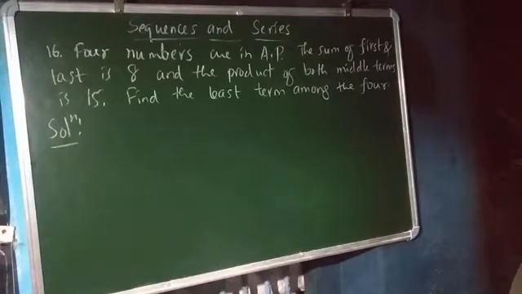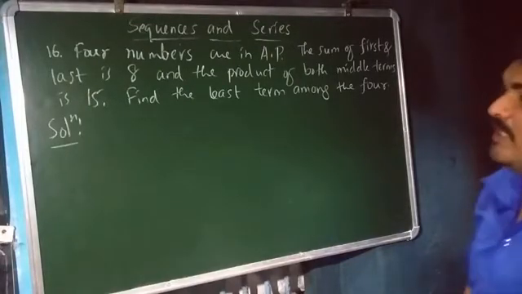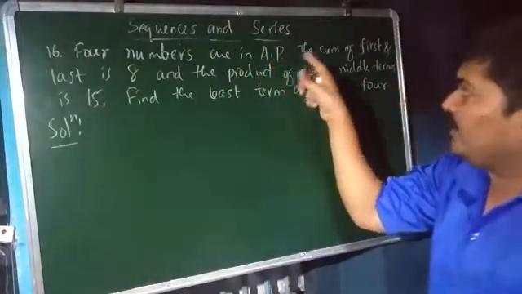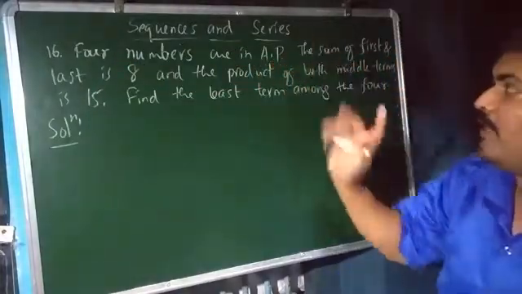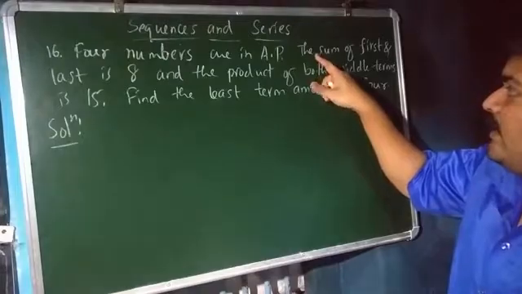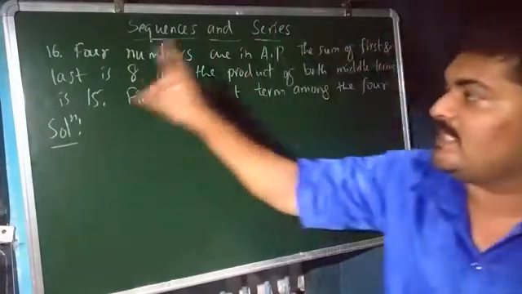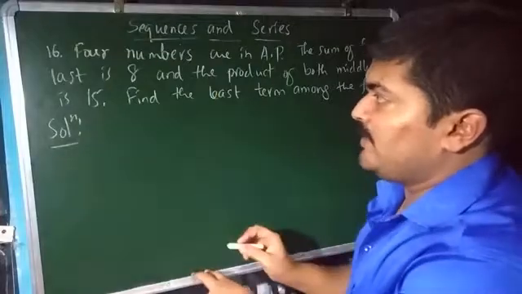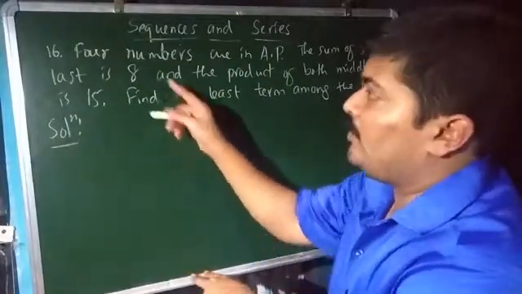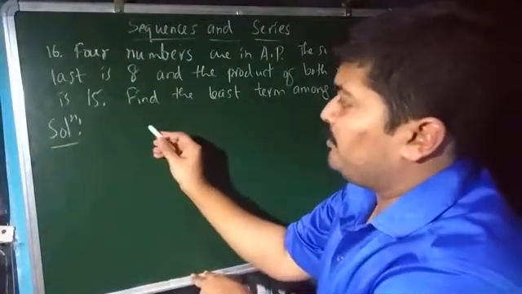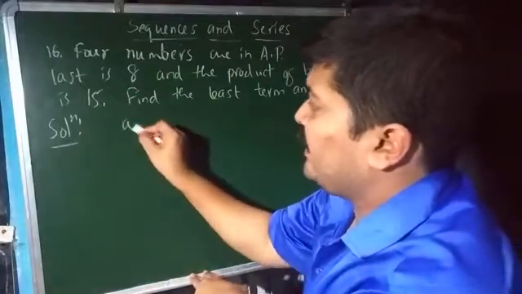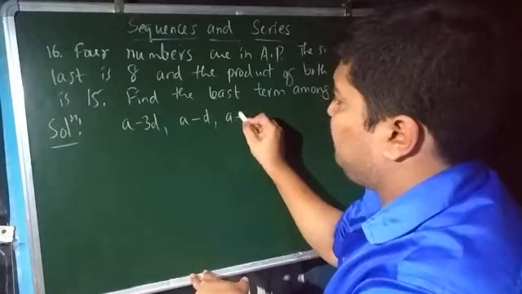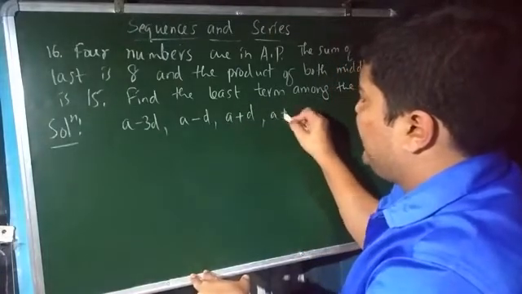Now in this part, let me move on to the next problem, problem number 16, which states that 4 numbers are in AP, arithmetic progression. The conditions are like this: the sum of first and last is equal to 8. For the sake of simplicity, let me take the 4 numbers which are in AP as a minus 3d, a minus d, a plus d, a plus 3d.